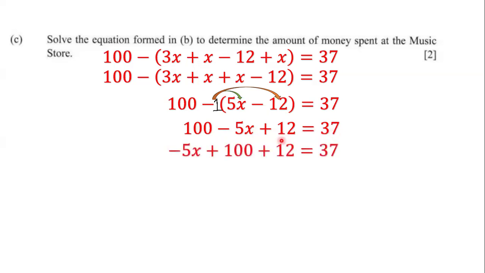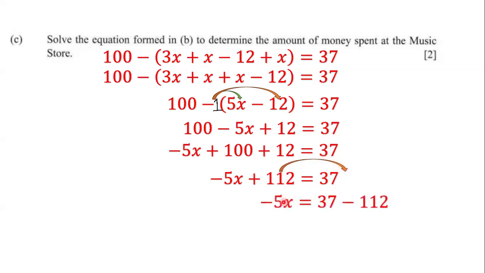Next, we combine our like terms. We have 100 here and 12 here, so those two are like terms. 100 plus 12 gives us 112. And so we have negative 5X plus 112 is equal to 37. We take the 112 and send it over the equal sign. Well, we have negative 5X is equal to 37 minus 112, and 37 minus 112 is negative 75.